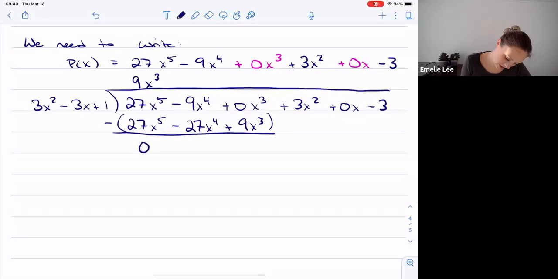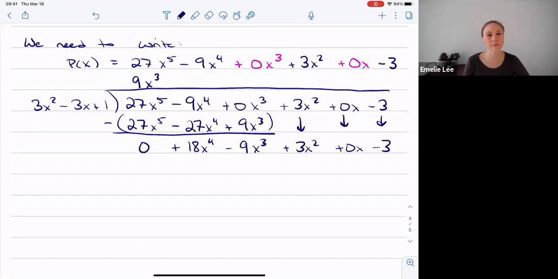So first things first, this goes to 0, and then I have negative 9 plus 27, putting me at plus 18x to the 4. And then I have 0 minus 9x to the 3, so minus 9x to the 3. And then I can bring these guys down here, plus 3x squared plus 0x minus 3. Okay, on to the next one.